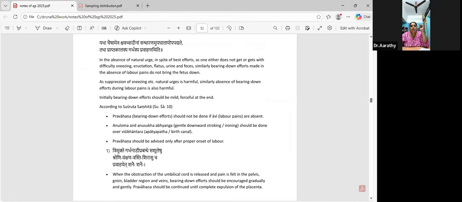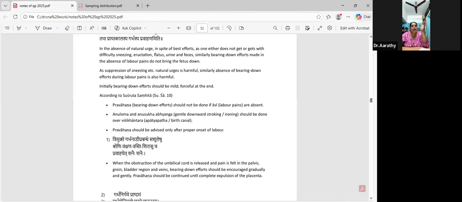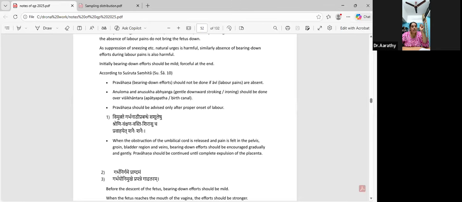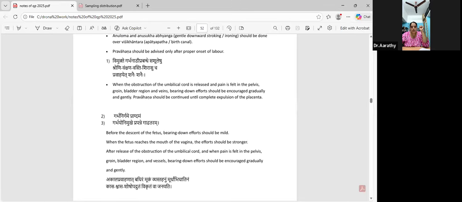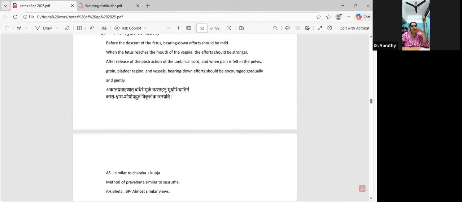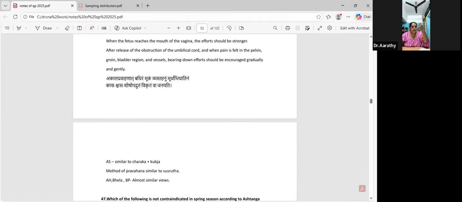And there's one important point. Vimukte garbhanadi prabandhe sashuleshu shroni vankshana vasti shirasucha pravahayet shanaihi shanaihi. The point where shanaihi pravahanam should be done, the point where pragadam pravahanam should be done. That is Garbha Nirgame Pragadam, Garbha Yoni Mukhe Prabhanne Gadataram. So those shlokas are very important. Then Akala Pravahana, badhiram mukam vyastahanum murda bigadinam, kasa shwasa, shosho upadratam, vikritam va janayati. These are the diseases. Ashtanga Sangraha says a similar one, but adds Kubja also to the list. Okay.